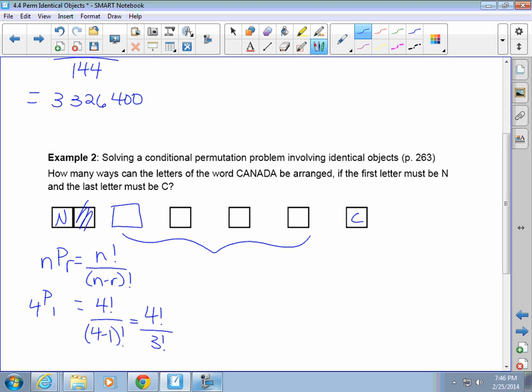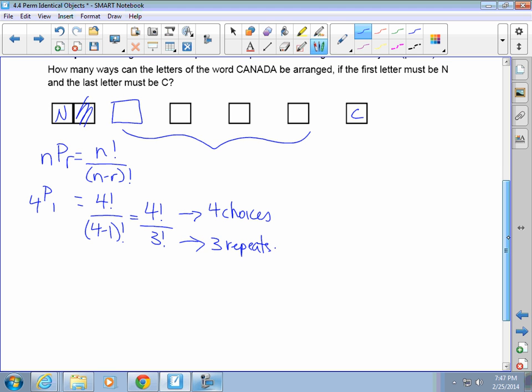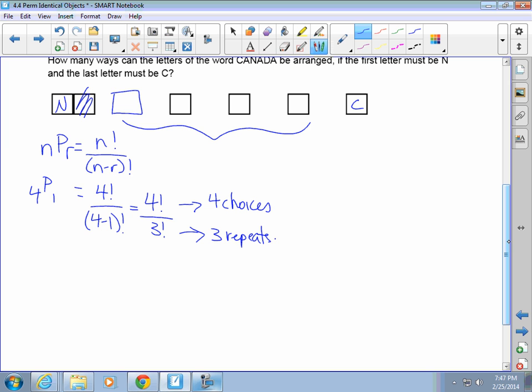So if I use my nPr, then I get my 4 factorial over 3 factorial, which just also works out if I just did the general formula for this one. I would have 4 choices of letters, but 3 of my letters are repeating. So what I would do is multiply my number of total arrangements together to find out what my total amount is.